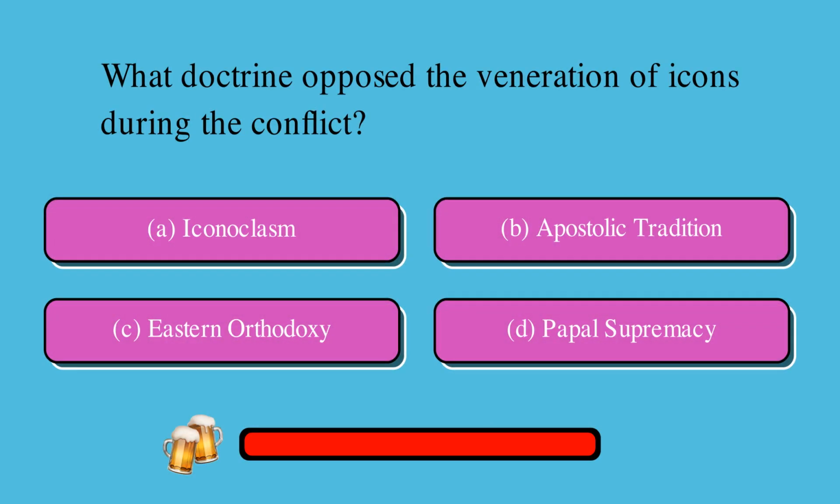What doctrine opposed the veneration of icons during the conflict? Is it A, iconoclasm, B, apostolic tradition, C, Eastern Orthodoxy, or D, papal supremacy? The correct answer is B, apostolic tradition.